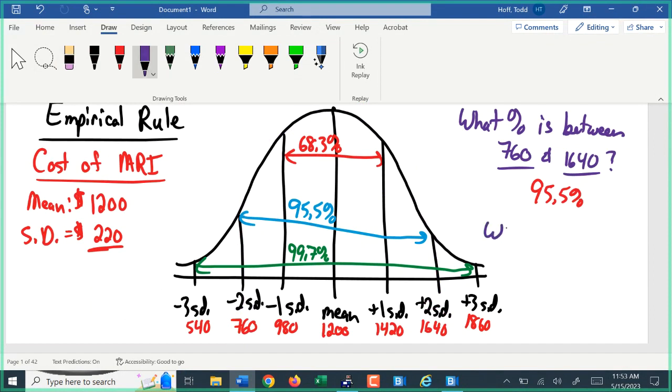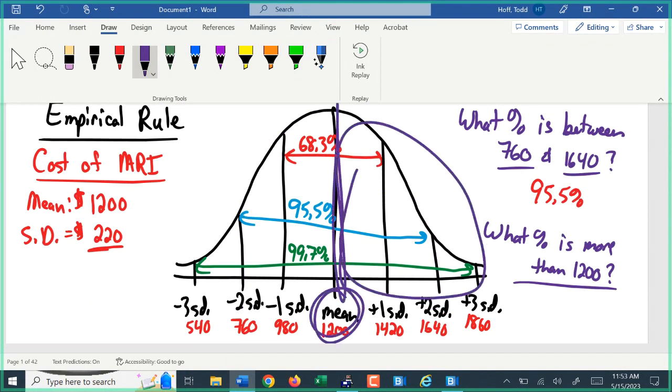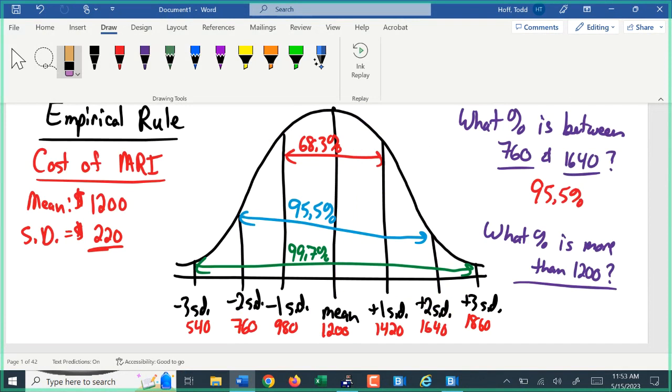Or I might ask what percent is greater than 1,200. Oh, this one's a little trickier, but 1,200 is right in the middle here. More than would be this side. Well, this curve is symmetrical. So remember, one of the things about the mean is it's the average, but since it's normally distributed, it's also the median. So that means half of the data is on either side. So since 1,200 is the mean, 50% of the data is larger than 1,200. So if you recall from Wednesday, we could use this empirical rule to get very specific percentages of the data that are in each of those ranges.